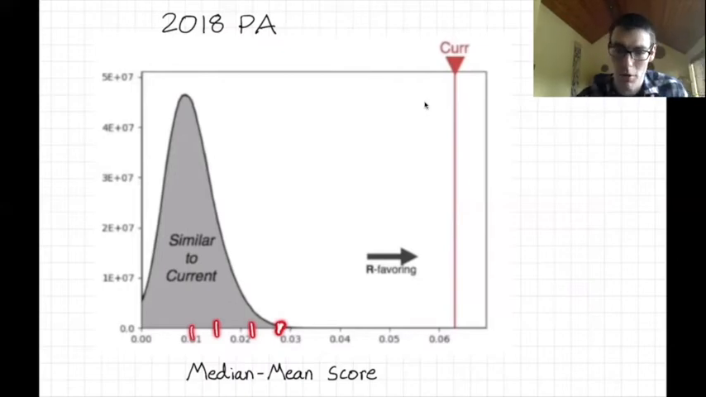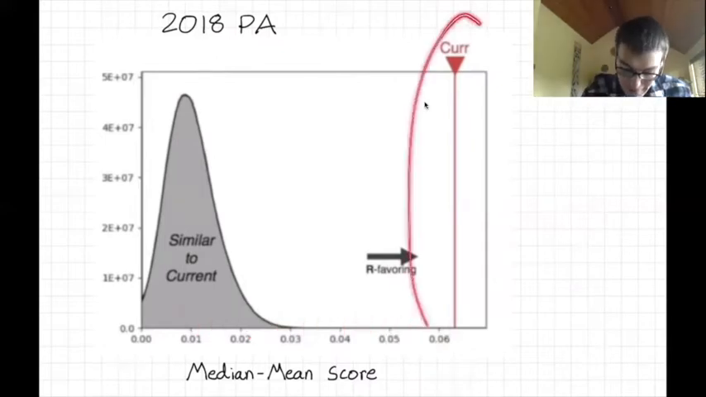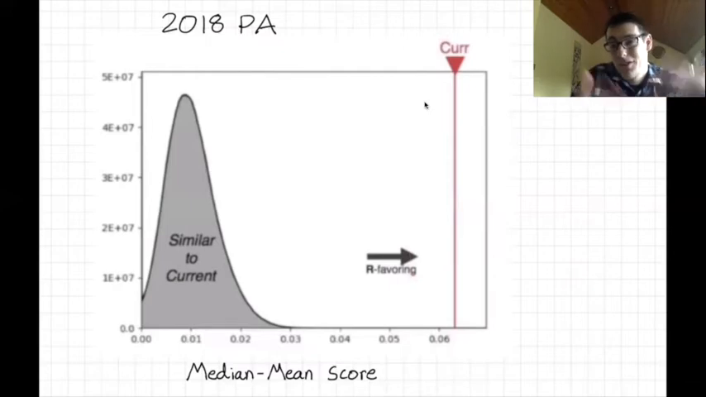Those numbers got so small. Here we are quite a few standard deviations away from the mean. The likelihood that this extreme of a partisan bias can happen just due to random chance is so vanishingly small.